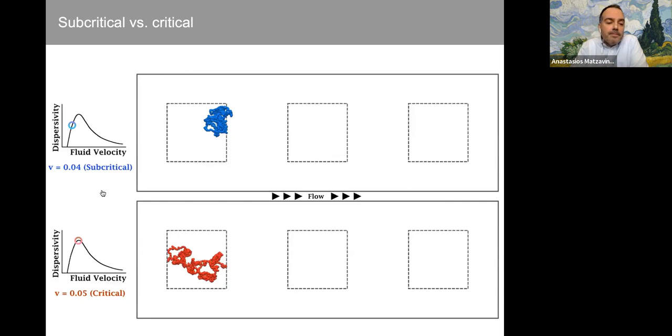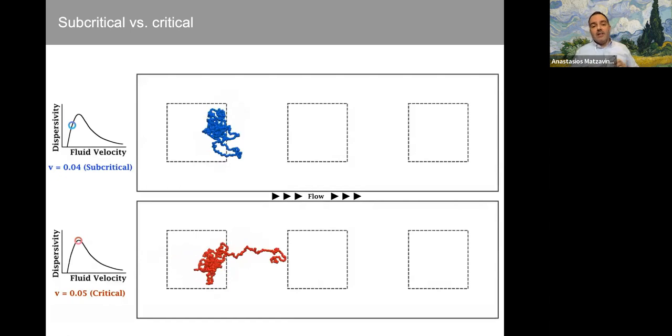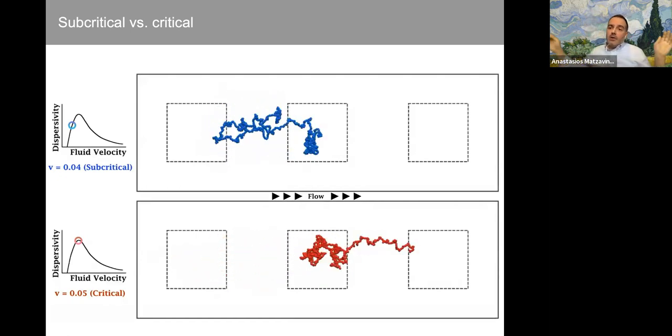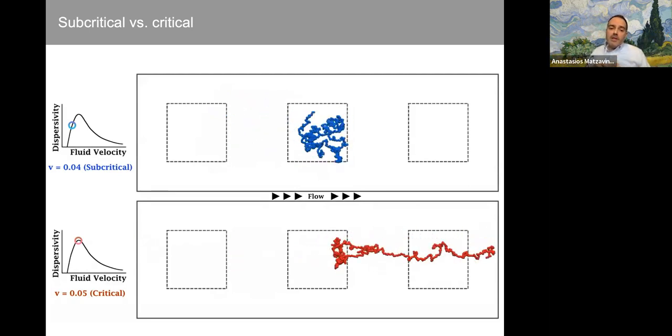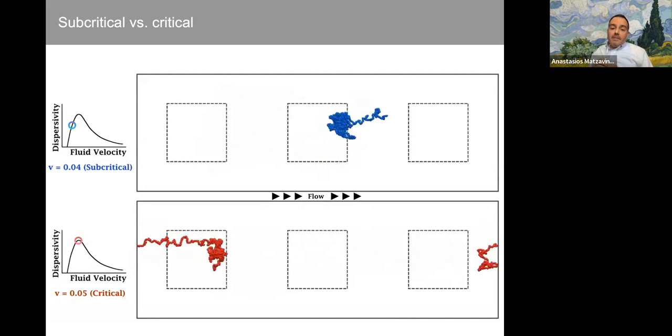Let me run it. Oh no, where is the play button? Here we are. So this moves around. It starts jumping from well to well. There are periodic conditions on the left and right, so the molecule is going to be reintroduced from the left. Do you notice any difference between the two?